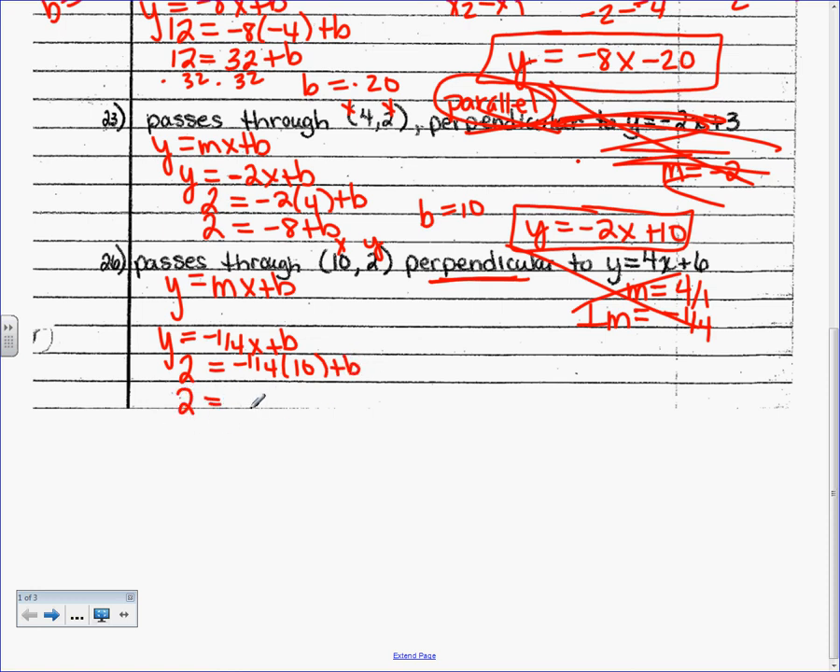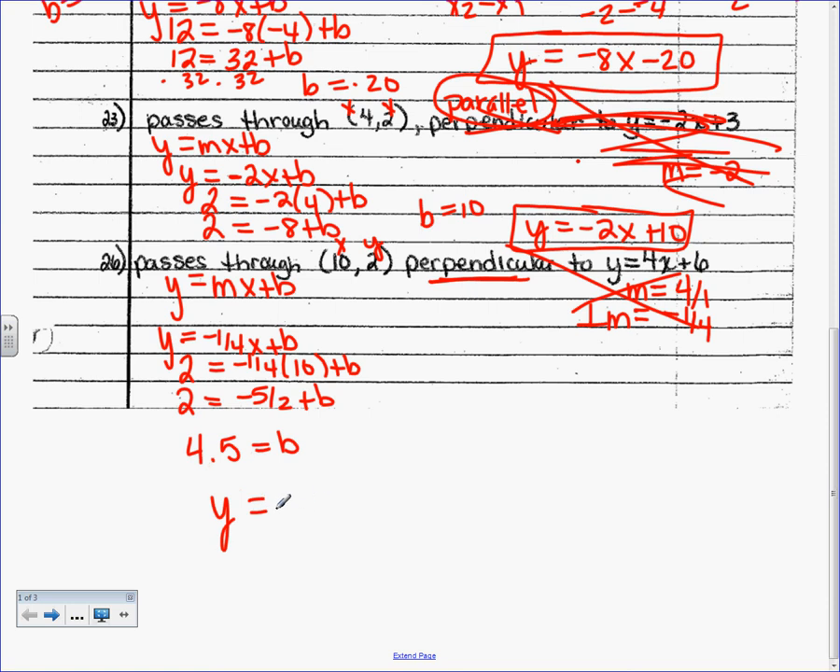2 is equal to, I don't know how you want to write it, but I just wrote it as negative 5 halves plus b. And then I added 5 halves to both sides. So 2 plus 2 1/2 essentially is going to be 4 1/2. You can write that one any way you want to. It's the slope that has to be a fraction. So you could put 4.5, you can write it any way you want.